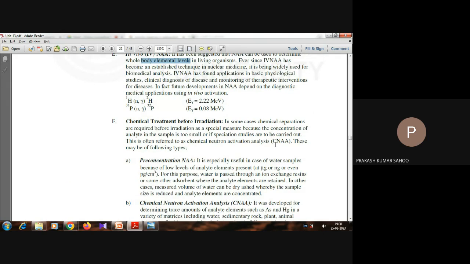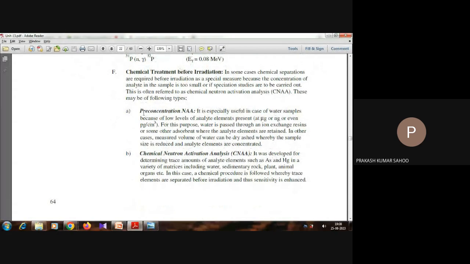Then chemical treatment, we have pre-concentration NAA and chemical neutron activation analysis, which is very much used for the detection of trace metals in water, sedimentary rock, plant, animal organs, etc. And the pre-concentration NAA is useful for the analysis of water samples because of the low level of analyte elements, the trace elements in microgram or picogram level. So these things are there.